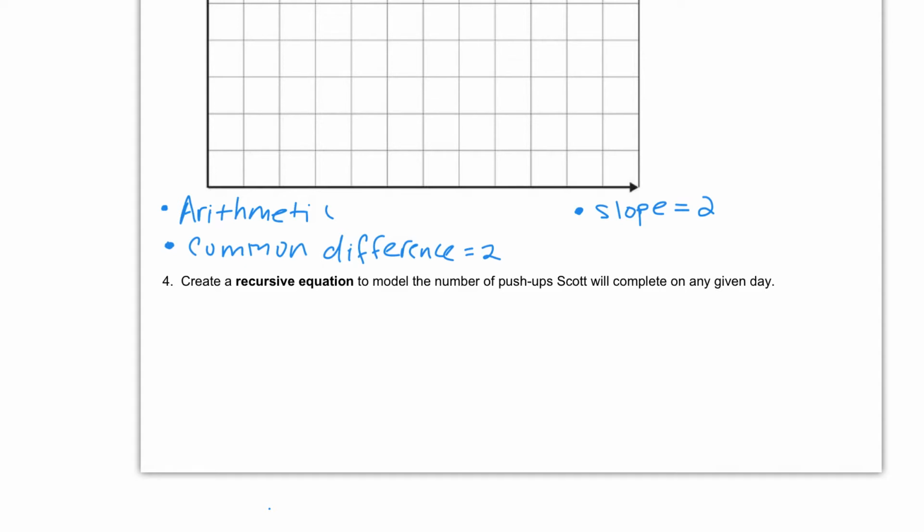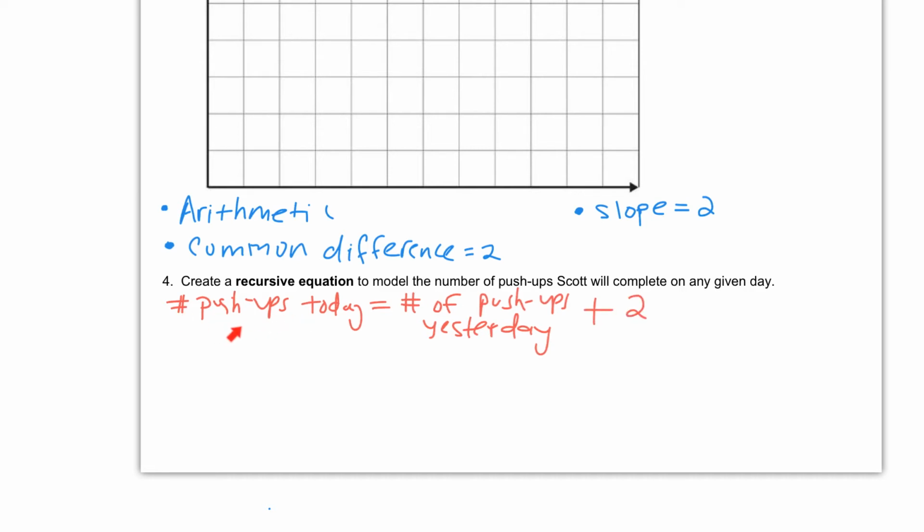So the first thing I want you to think about is when we're talking about the recursive equation, we're talking about the number of push-ups today is going to be equal to the number of push-ups yesterday plus 2.